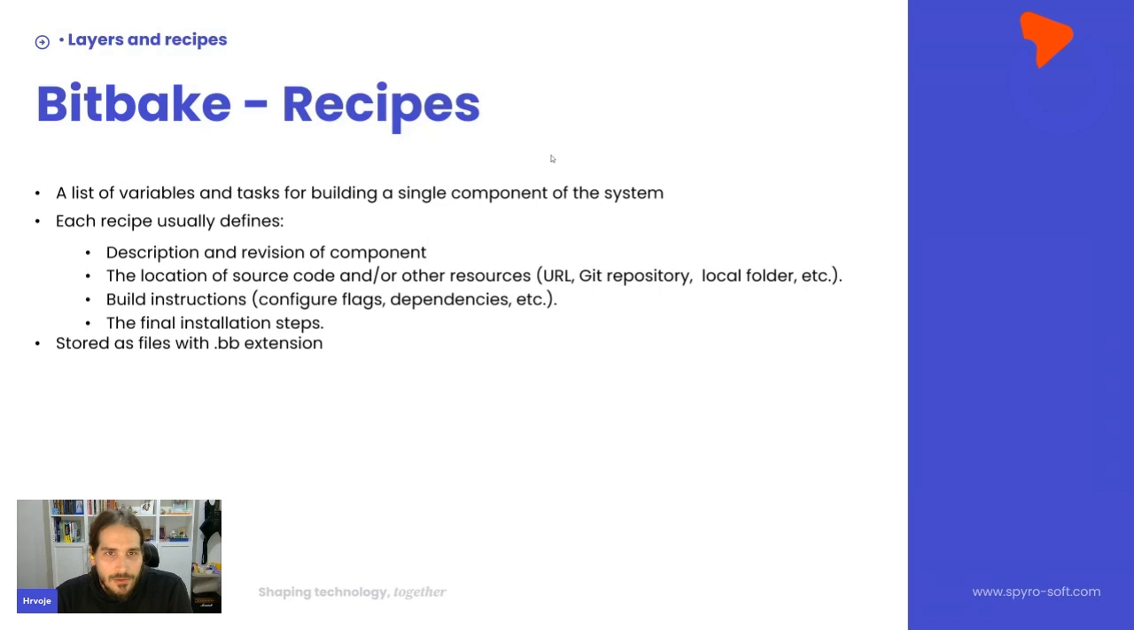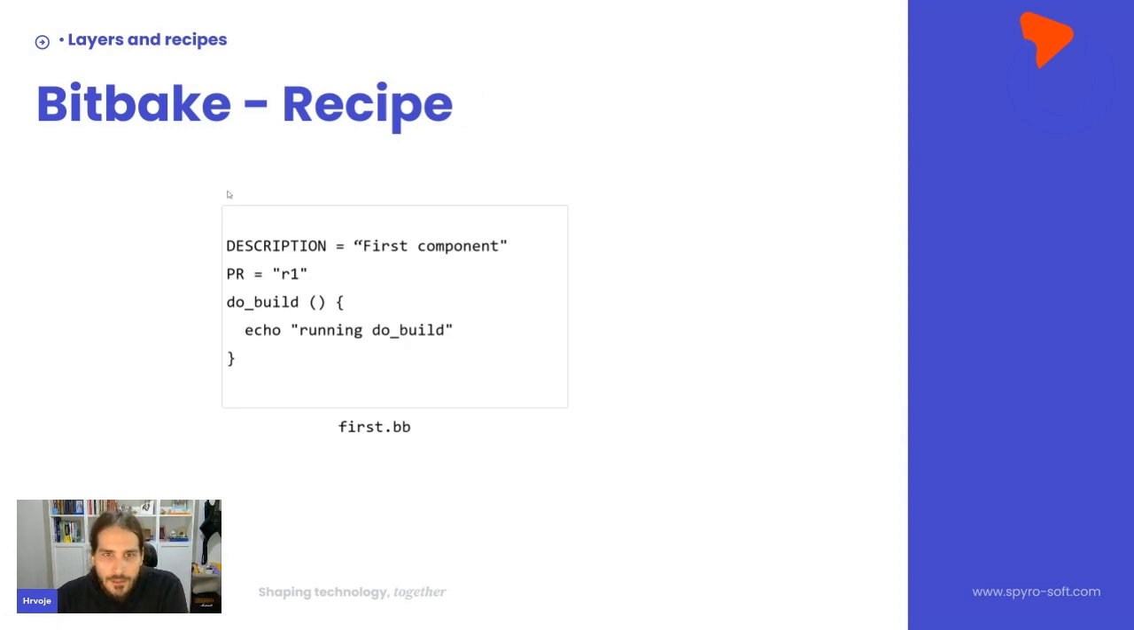Where did I stop? Okay, but recipes don't really need to follow these steps. They can be all kinds of different types of recipes, but usually they do. They follow this kind of 4 steps. As I said, they are just textual files that are stored with the .bb extension. And here is an example of a very simple recipe. It doesn't do anything except that there is just one task that prints to the shell running do_build.